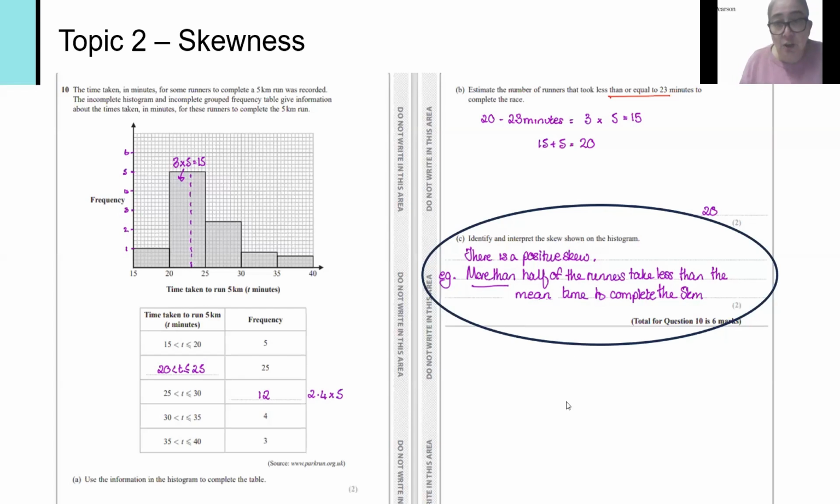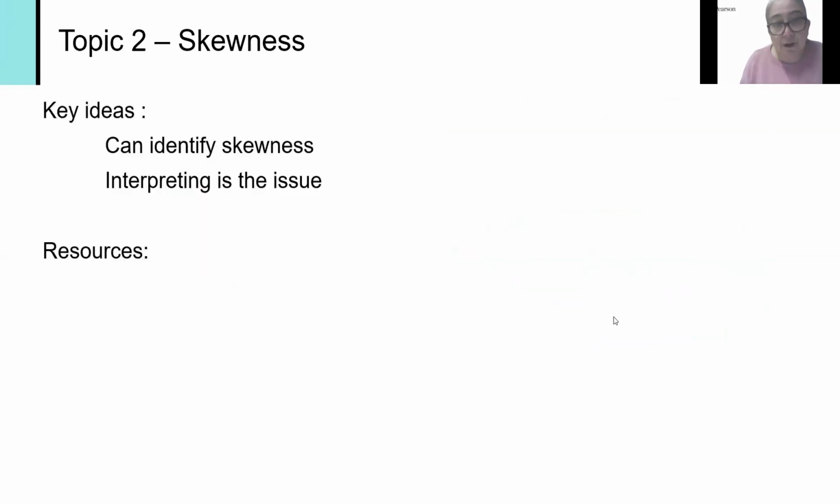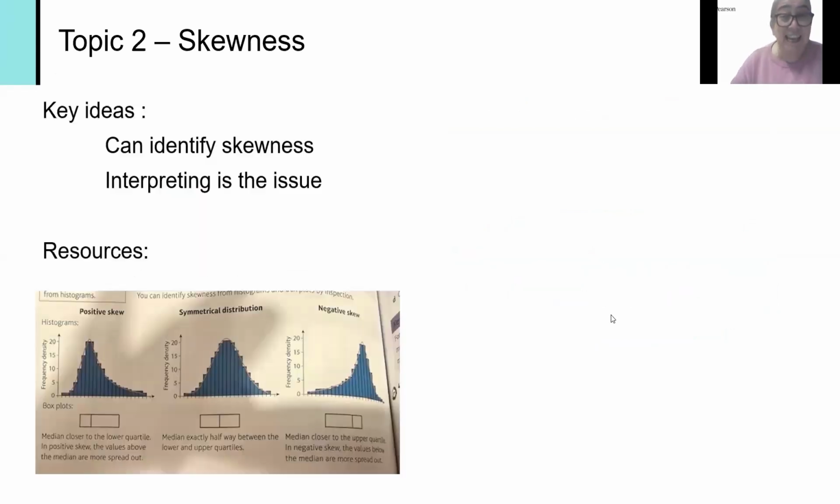So in terms of resources, the textbook makes it really clear what it means, but it's really difficult because it's almost a theme that runs through, because it's not just to do with, in this case, histograms. It's to do with box plots. It's to do with frequency polygons.